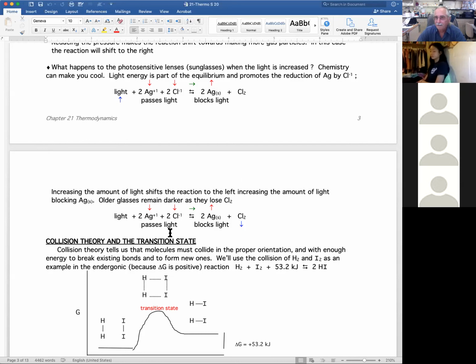So what happens is you start to lose the chlorine. The chlorine gas seeps out of the plastic, out of the glass. As you remove that chlorine, you're shifting everything in this direction. So it just starts to stay darker.